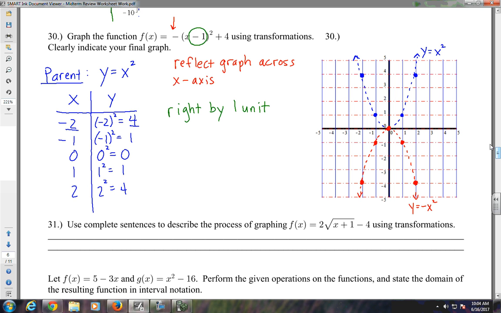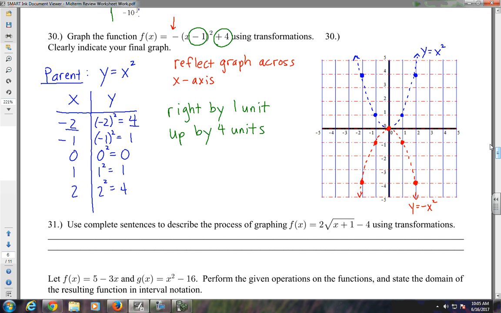So I'm going to move all of the points of that red graph where I ended up right by 1 unit. The plus 4, which is outside the function, is going to translate every point up by 4 units. Okay, so if it's inside the function, it's going to go the opposite way of what your brain wants it to. The negative 1 is going to move it to the right. And if the constant is outside the function, that means away from the square or the radical or whatever you're dealing with, it's going to go up.